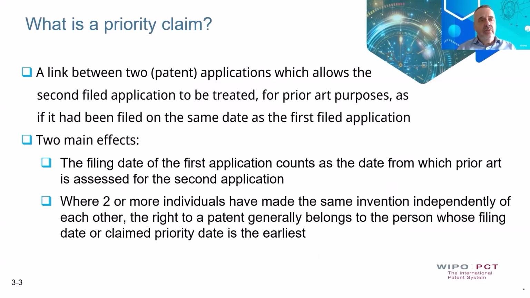Another element of priority claiming is that if two or more individuals have actually come up with the same invention independently of each other, then usually the right to the patent at the end belongs to the person whose filing date was first or whose claim priority is the earliest. So also in this context, you have two competing applicants on the same invention, the priority claim also becomes important as to the date that you can actually claim in your subsequent applications.